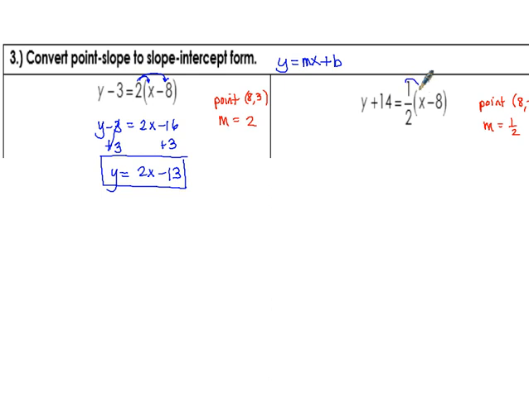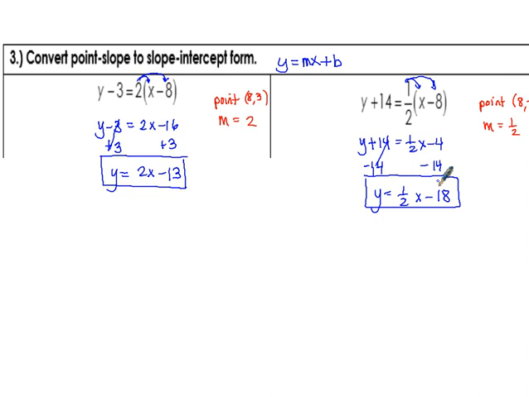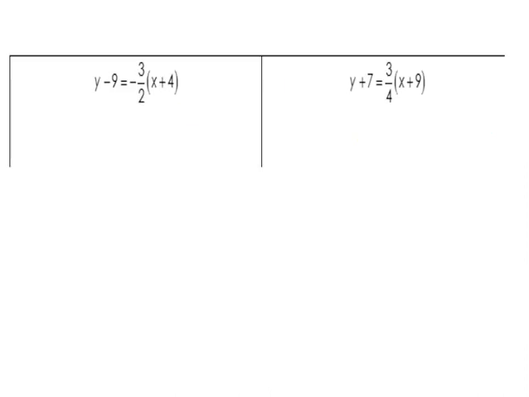So same idea. Our goal is still to put it in slope-intercept format. So we're going to get rid of the 1/2 by distribution. So I've got 1/2 x minus 4. Get rid of your 14 by subtraction. So y equals 1/2 x minus 18. Slope-intercept format, starting at the point slope form. Two more practices, and then you'll be trying these on your own.